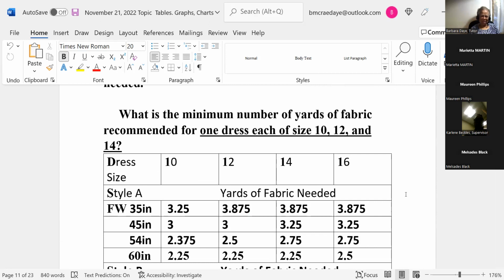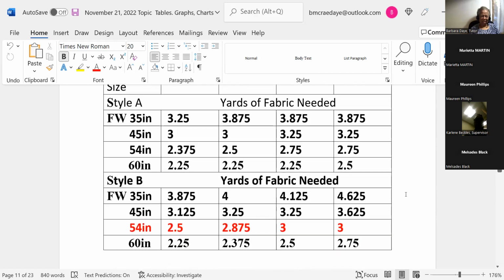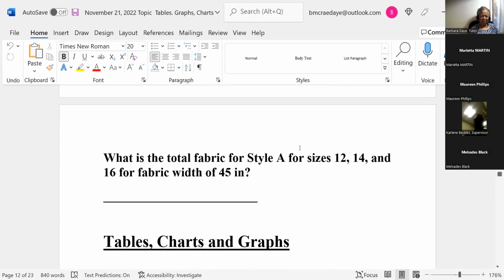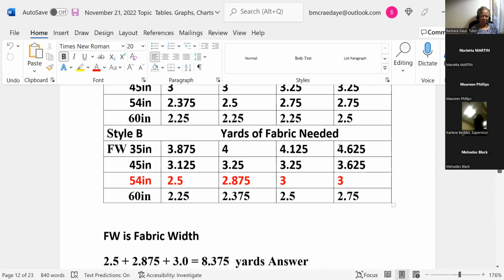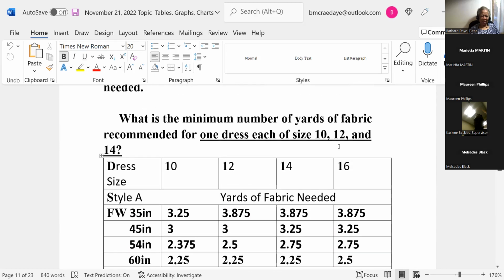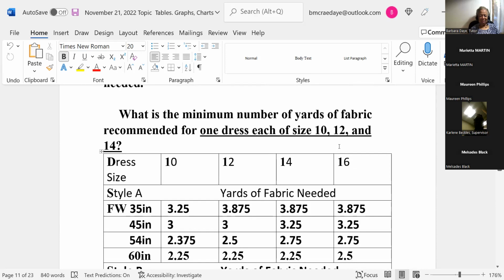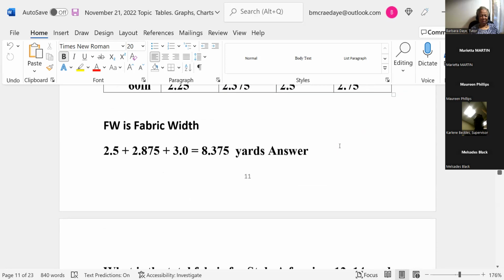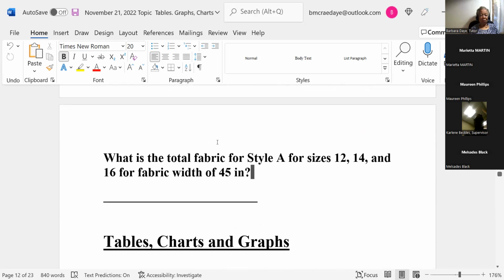653. Miss, do you have to give a total for the three of them or for each? 325, but that's not what I asked you. Sizes 12, 14, and 16, fabric width 45 inches, Style A. I know that, Miss, but that's not the question I'm asking. How are you going to get a total for each of them? You want me to put all the totals together and give you one total? No, what is the total fabric for Style A for these three sizes for that fabric width?